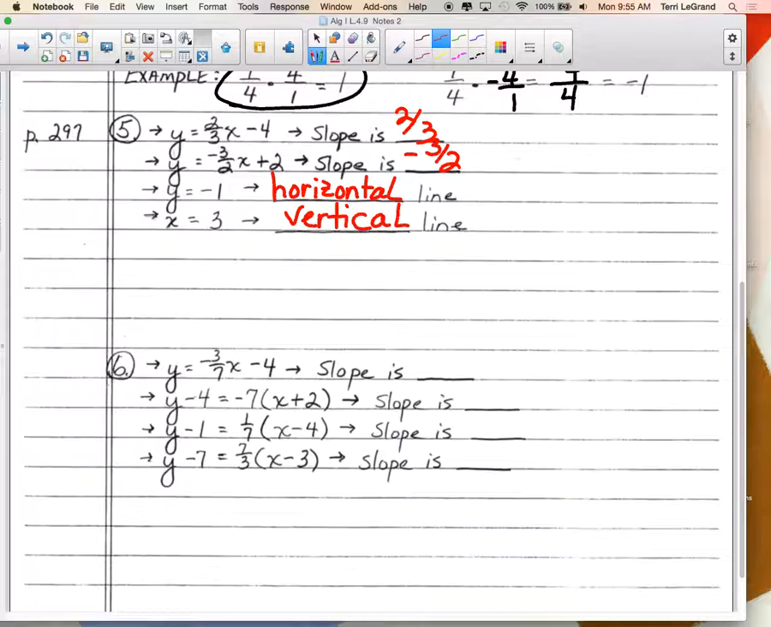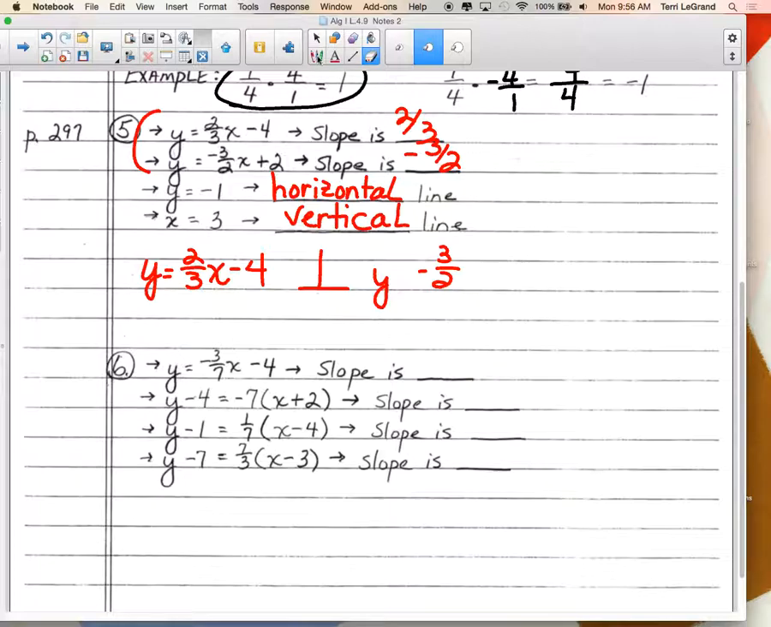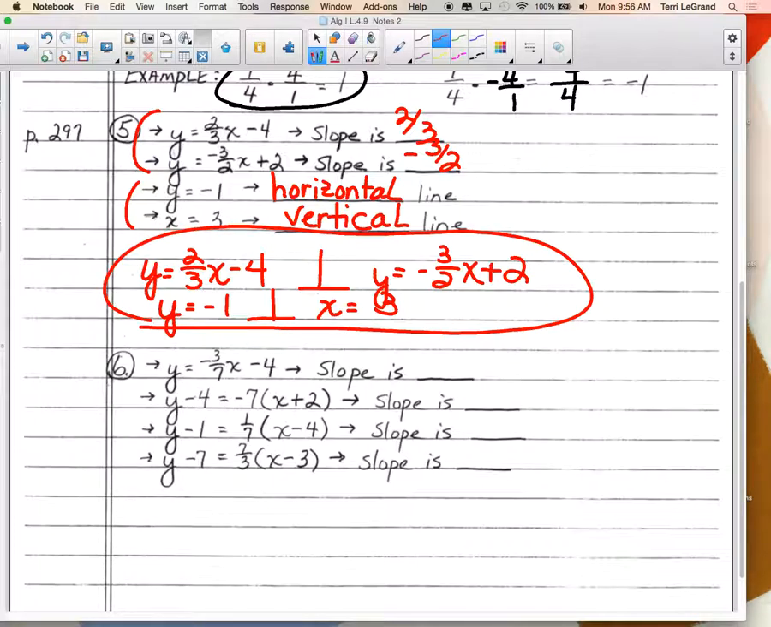Yeah. Okay, which ones? These first two are? Okay, so we're going to say that y equals 2/3 x minus 4 is perpendicular to, that's the math symbol for it, y equals -3/2 x plus 2. Okay. Any others? 3 and 4. The last two are also, because one is horizontal, one is vertical, so we can also say that y equals -1 is perpendicular to x equals 3. We have two pairs of perpendicular lines.